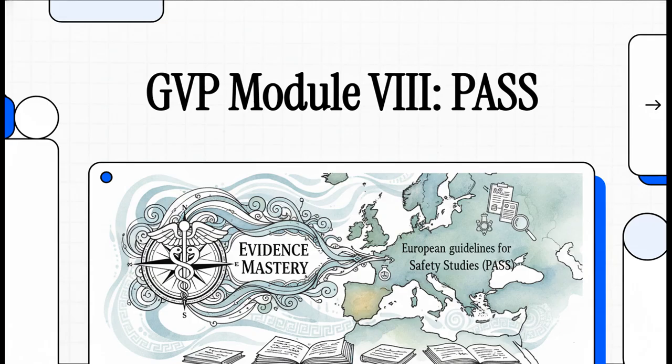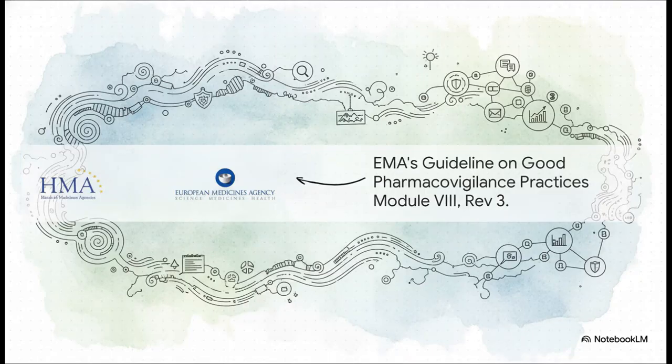Today we're going to dive into something that's absolutely critical in the world of drug safety regulation here in Europe. So what are we looking at? Well, we're unpacking a really foundational document from the European Medicines Agency. It's called the Guideline on Good Pharmacovigilance Practices. You'll often hear it called GVP. And we're zeroing in on a very specific part, Module 8, Revision 3. Now, this module is all about what we call Post-Authorization Safety Studies.